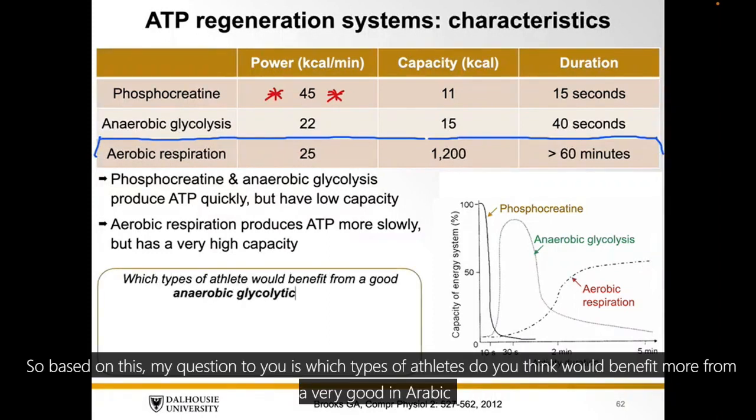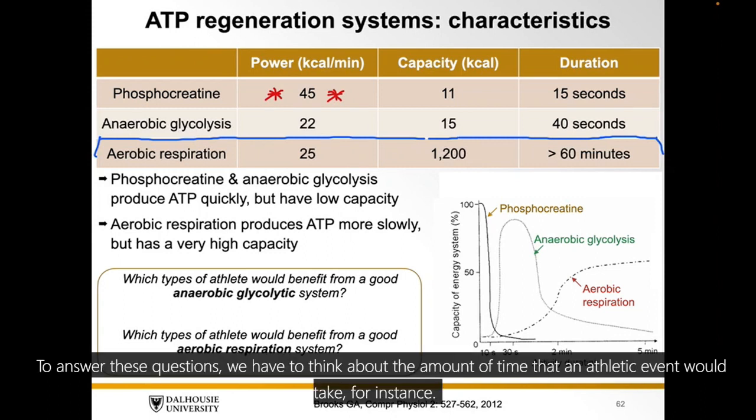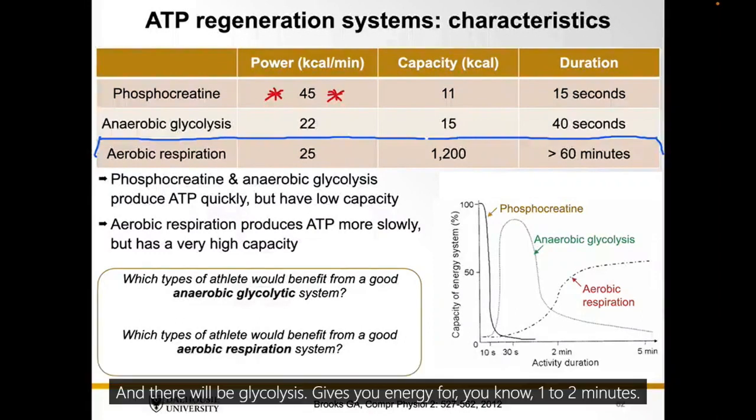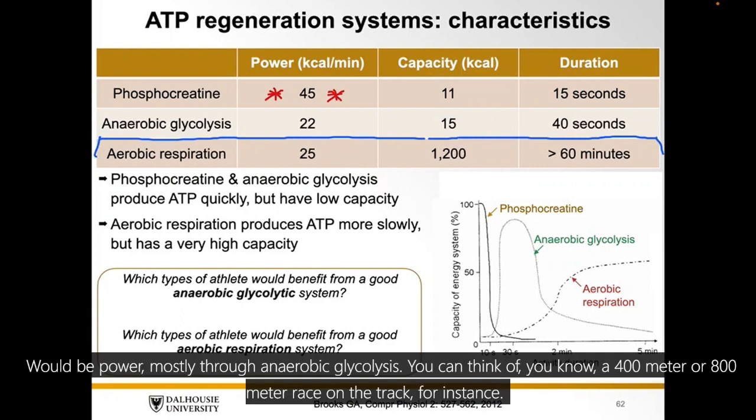So based on this, my question to you is, which types of athletes do you think would benefit more from a very good anaerobic glycolytic system? And which types of athletes would benefit from a good aerobic respiration system? To answer these questions, we have to think about the amount of time that an athletic event would take, for instance. Anaerobic glycolysis gives you energy for 1 to 2 minutes. So any athletic event that would fit within this time frame would be powered mostly through anaerobic glycolysis.